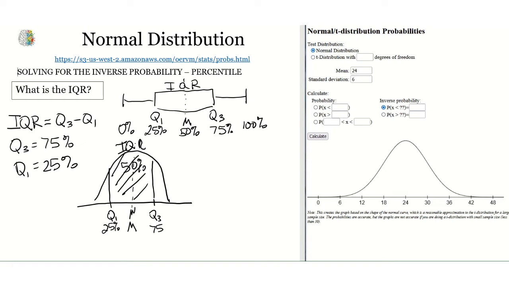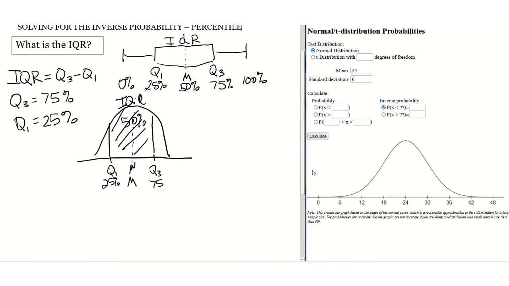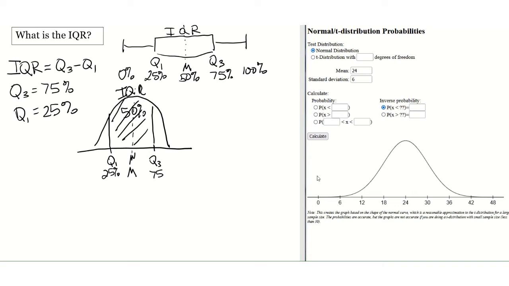The way that I solve that is, you'll notice on the calculator it doesn't have a range like we had when we were solving for the probabilities. So I need to solve for each of these quartiles separately. I'm going to solve for my first quartile, and then my third quartile. I'm going to solve for each of these quartiles, and then I'm going to take the difference.